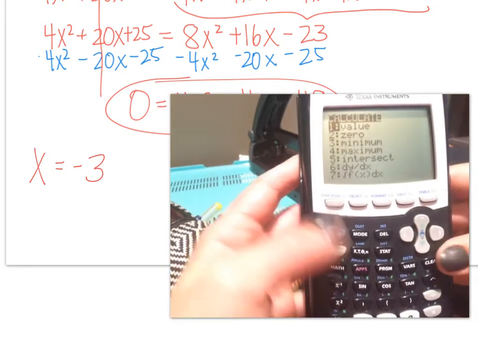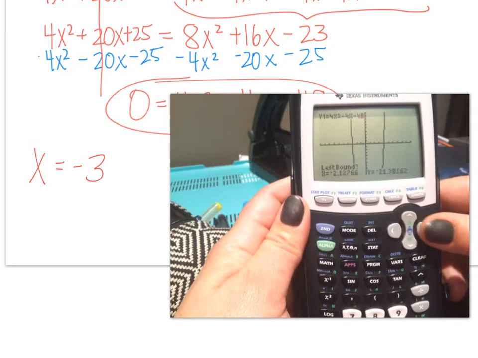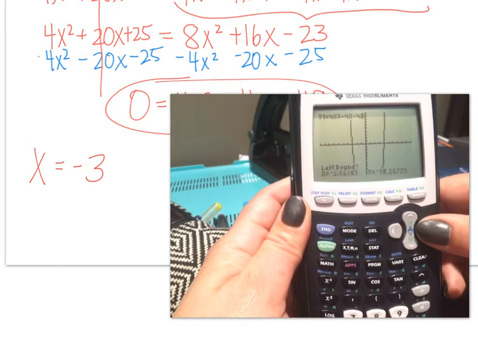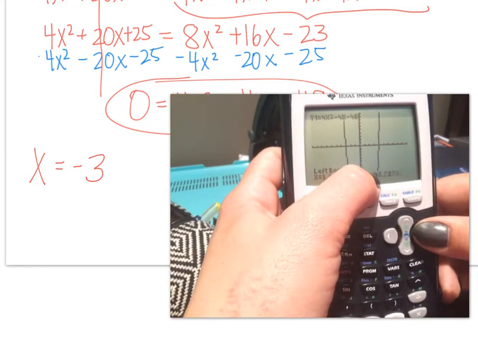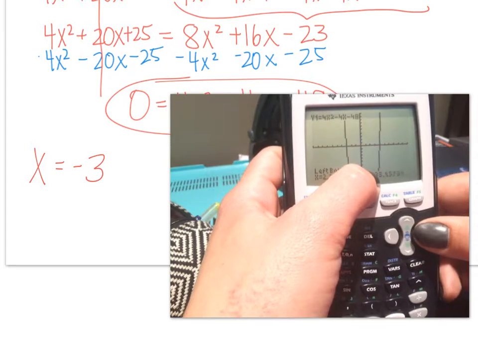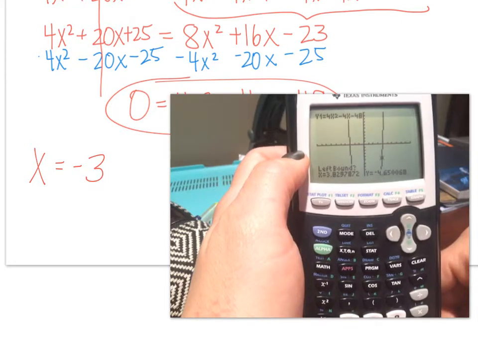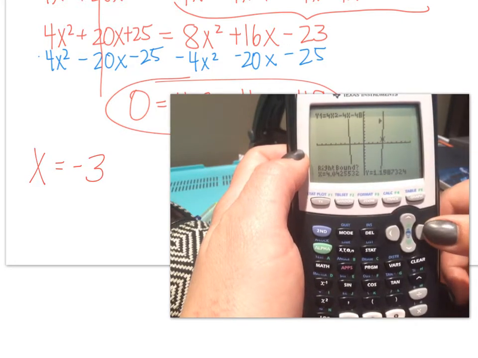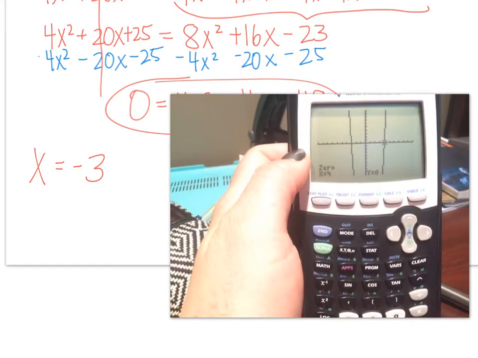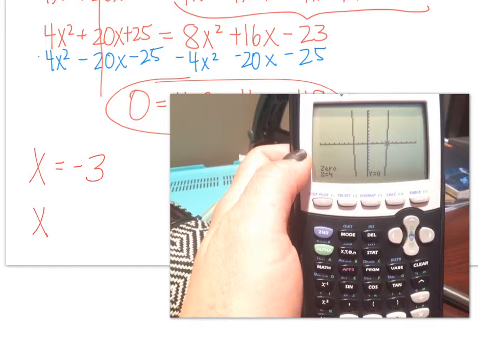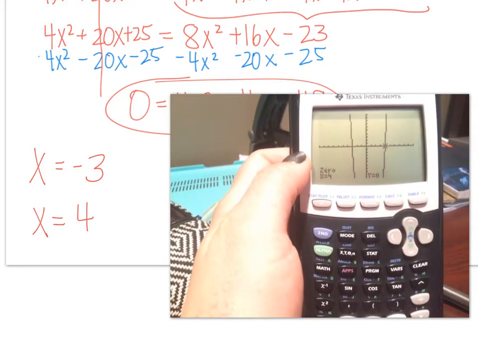Now, let's go solve the other one. So second function trace, I want the zeros. Left bound, so I have to go down around that vertex. Just keep hitting over until you see your y values start to come smaller again. I know I'm getting close now. There it is. So enter for left bound, go up for right bound, and guess. And we get an x value of 4.